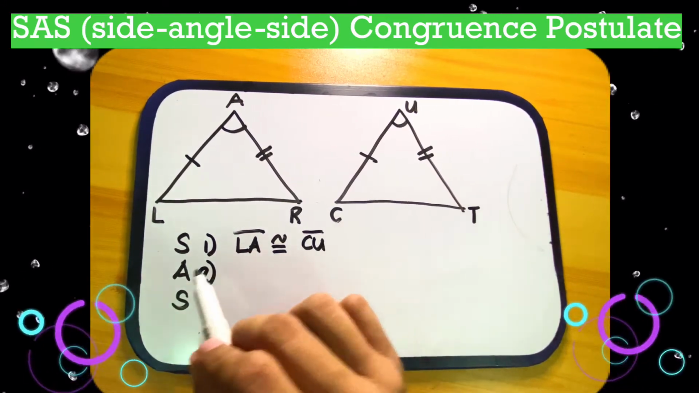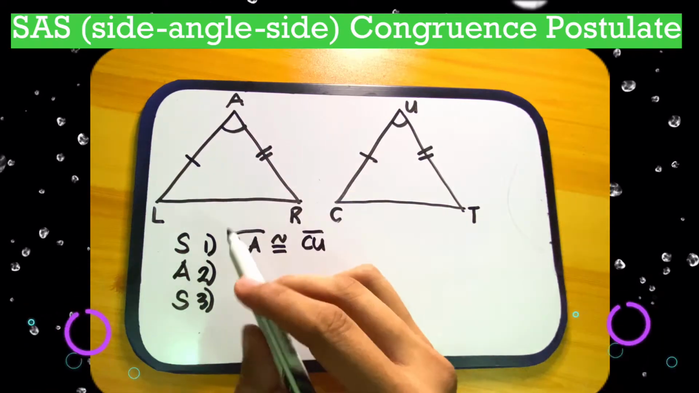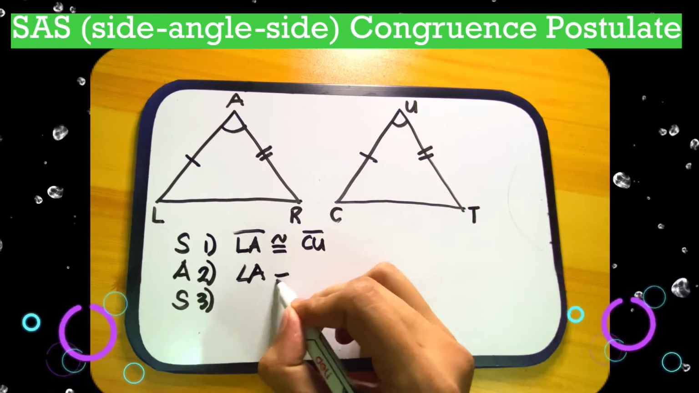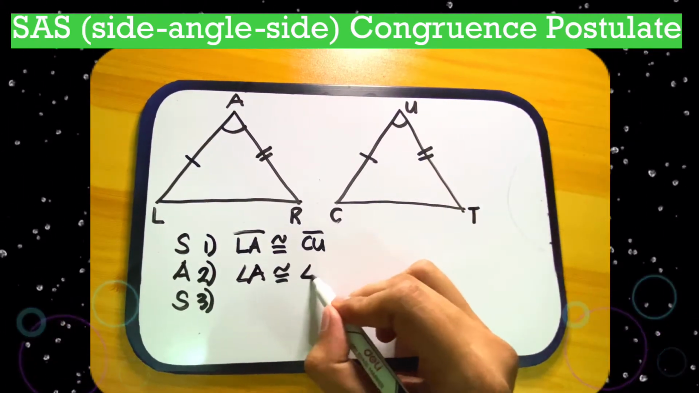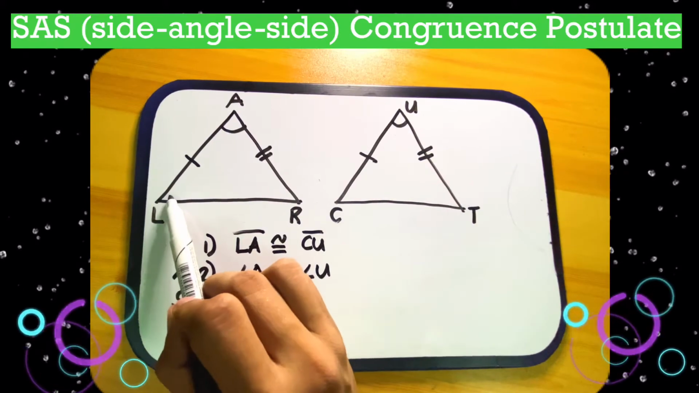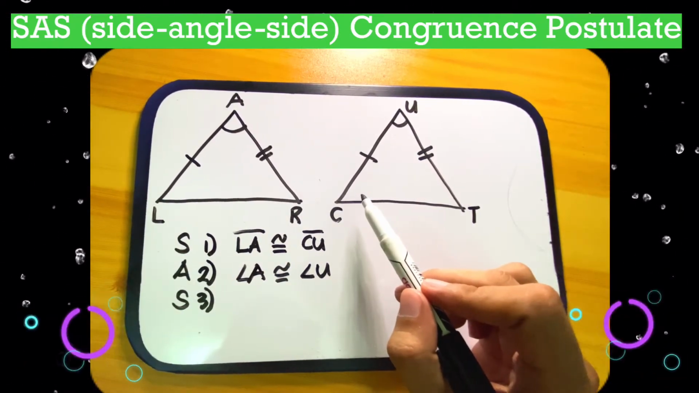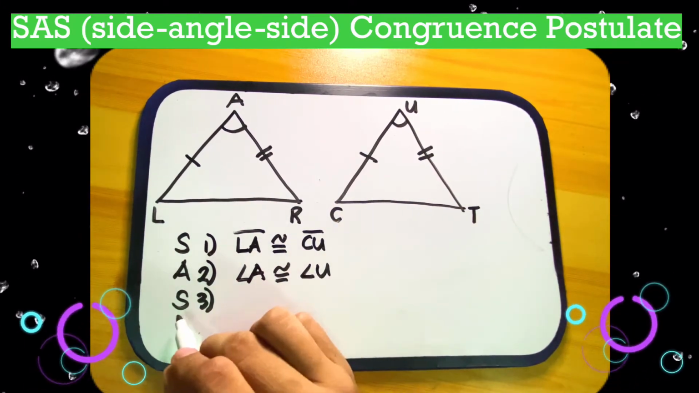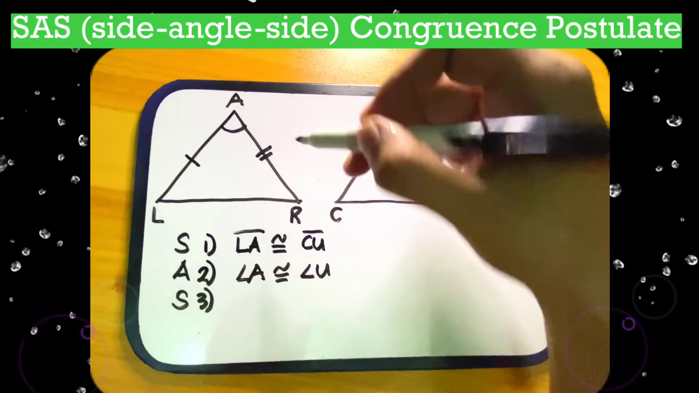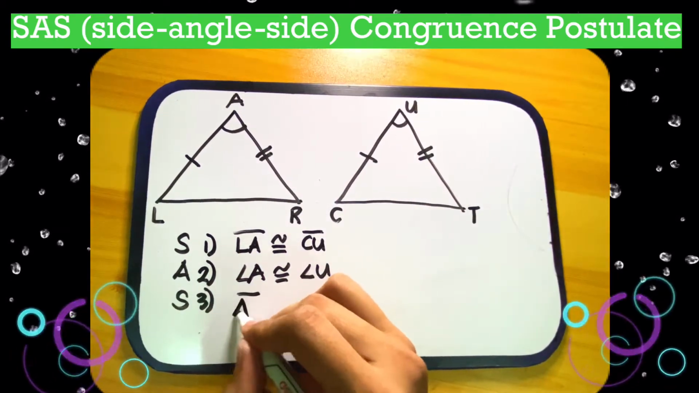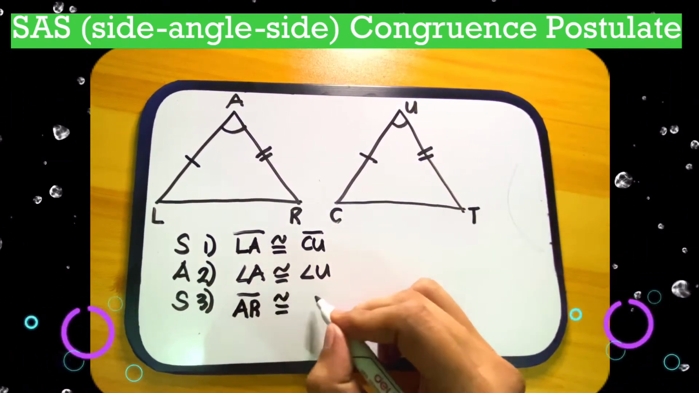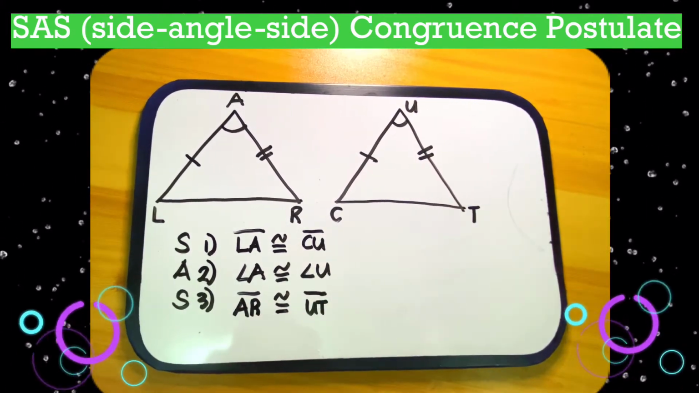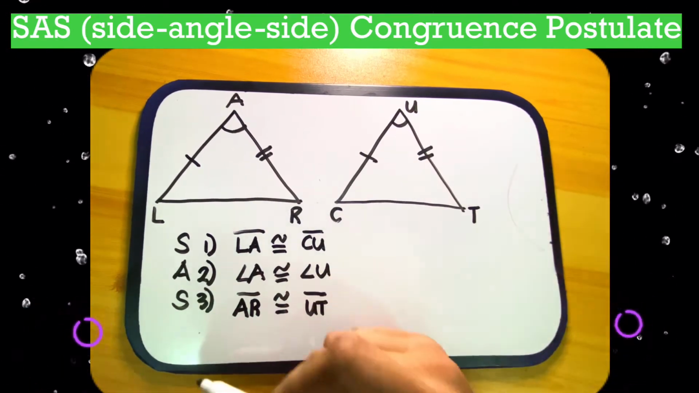Next, angle. Here, I draw the curved line on angle A. So angle A is congruent to angle U. Don't write angle L is congruent to angle C. Follow the symbols or markings. Next, we have the side. The side here is AR, congruent to side UT. So we have already the side, angle, side.